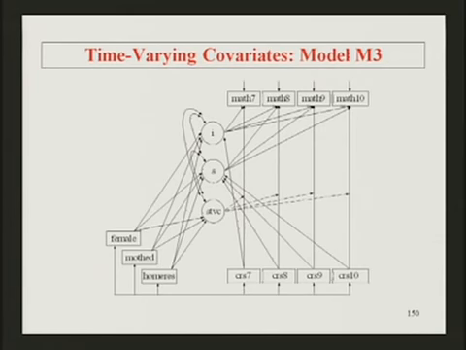S is a slope, so it governs the development over all grades, so therefore we use all of the course-taking variables as predictors of S. Why not? The more courses you take, the faster you grow. Why shouldn't that be allowed? Well, I don't know. I think it should be. So that's model M3, and that gives you that much better model fit.